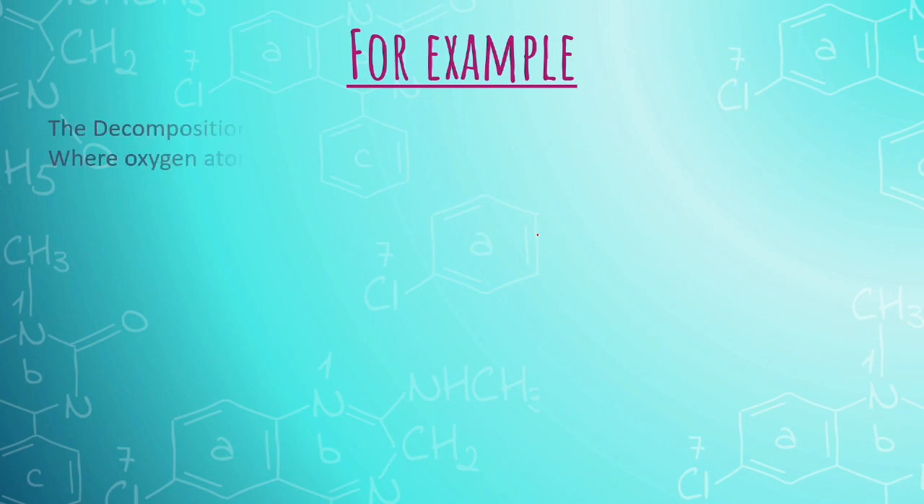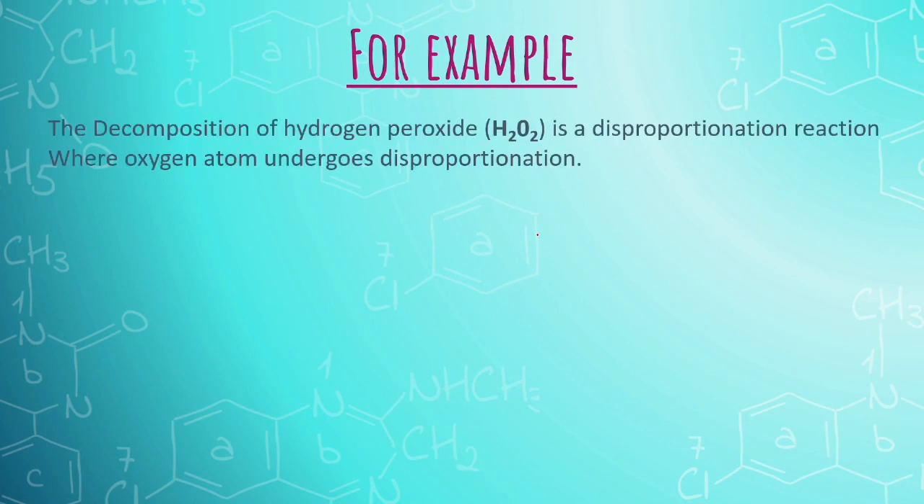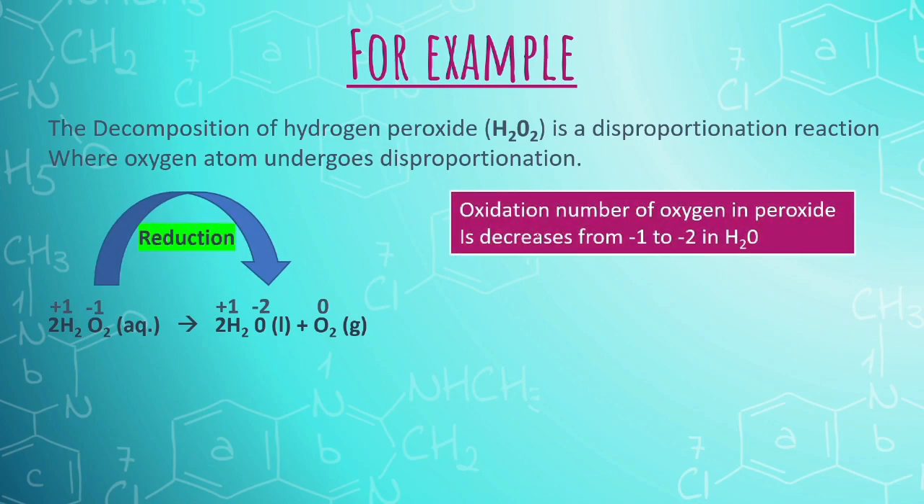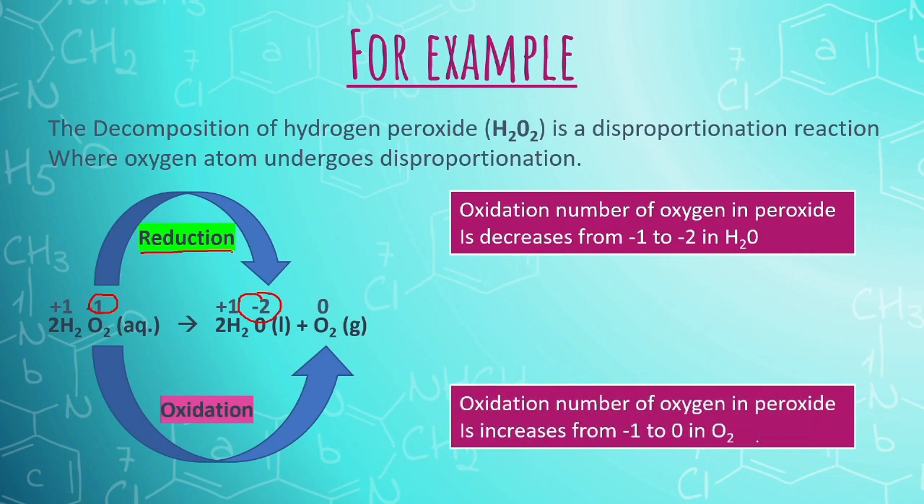For example, the decomposition of hydrogen peroxide is an example of a disproportionation reaction where the oxygen atom undergoes disproportionation. Here the oxidation number of oxygen in peroxide decreases from -1 to -2. Reduction of oxygen takes place, whereas the oxidation number of oxygen in peroxide increases from -1 to 0, which means oxidation of oxygen takes place.